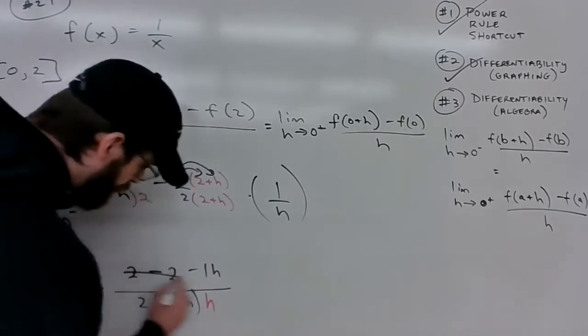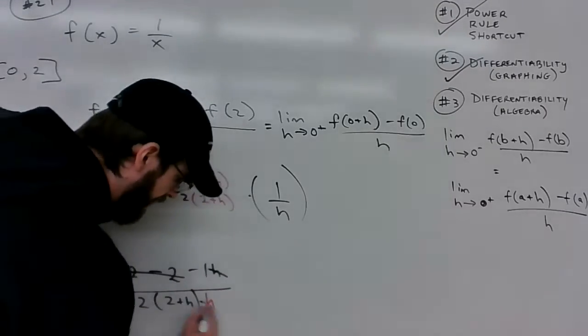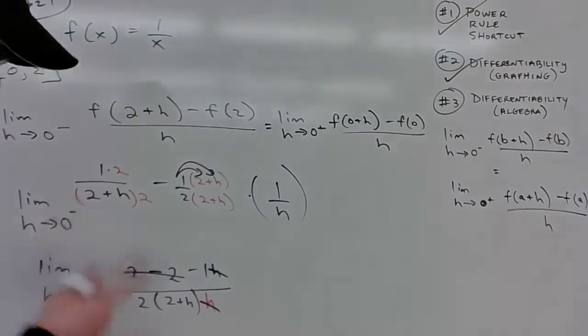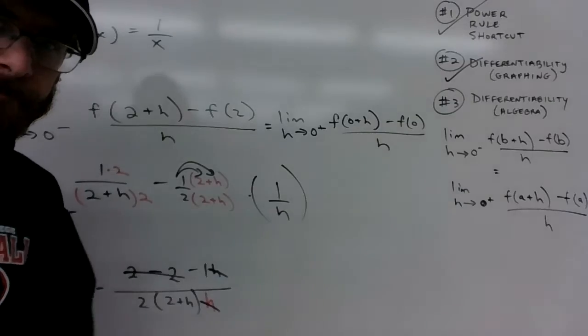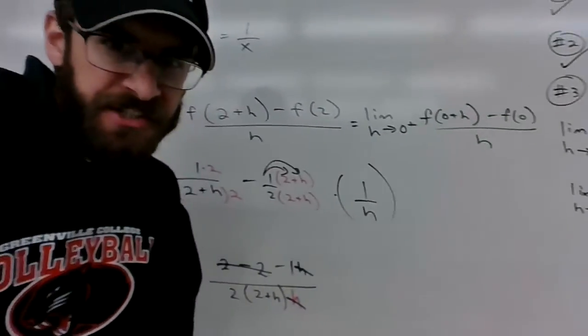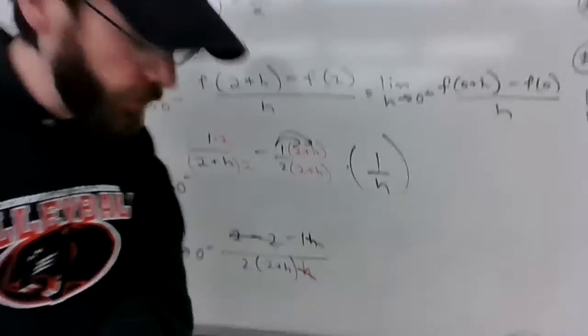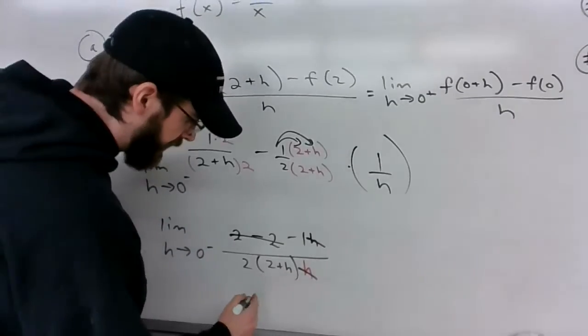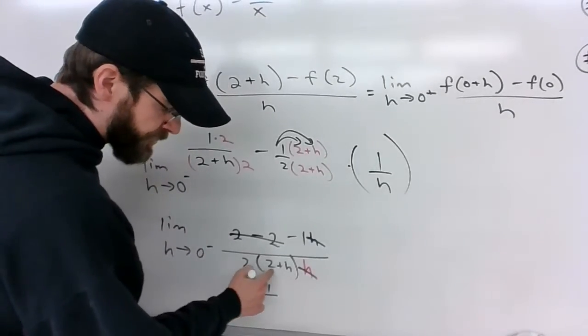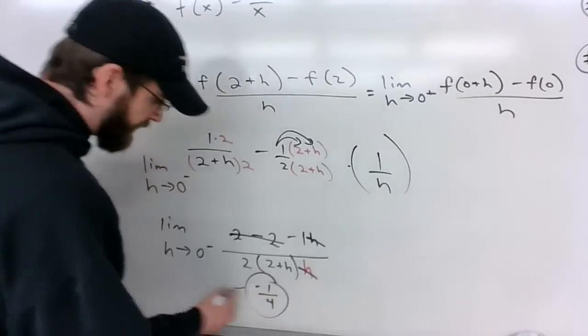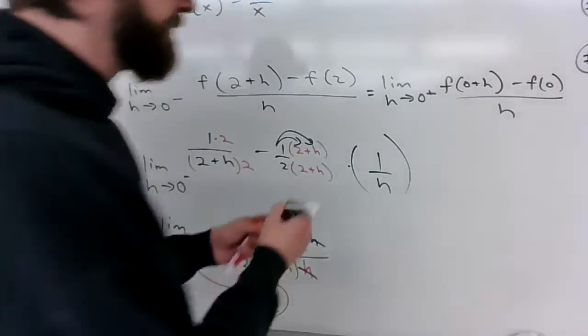All right, 2 minus 2 is 0. H divided by h is 1. We have successfully canceled out the h, the domain issue, which means we can plug a 0 in right there. It's going to be negative 1 over 2 times 2 plus 0. It's going to be negative 1/4 from the left.